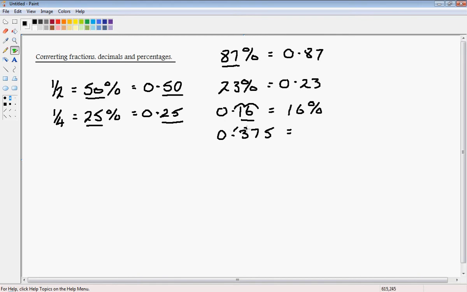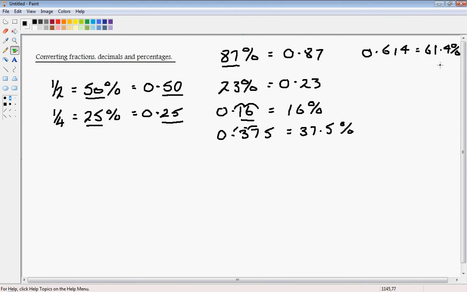So if this moves back 2 places, the decimal point moves from here to between the 7 and the 5. So we get 37.5%. So if we had 0.614, change that to a percentage, we just move the decimal point back twice, so we get 61.4%.